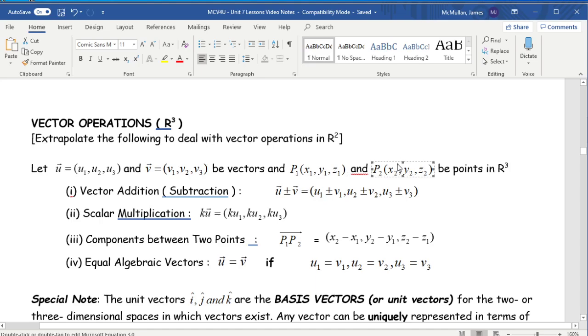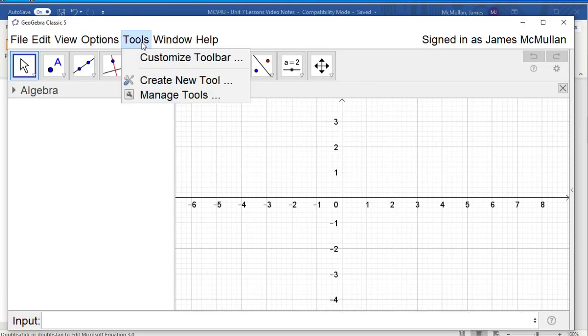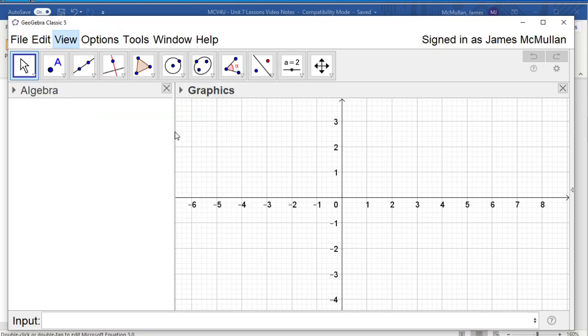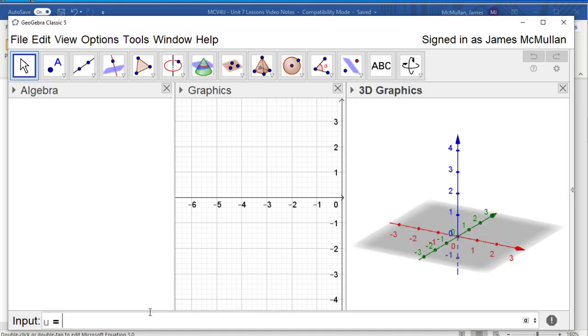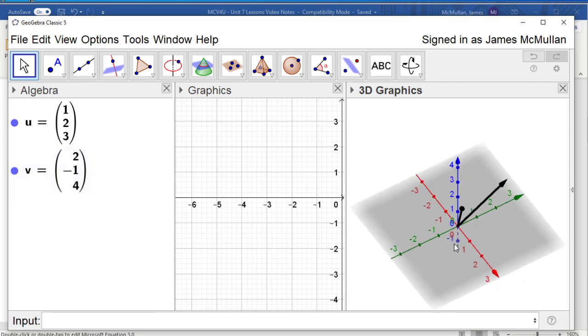Okay? So let's do some operations in 3 space using 2 points and 2 vectors. Again, I think an easy way to do this would be to just demonstrate visually. Let's make up a random vector u, say 1, 2, 3, and then a random vector v will be 2, negative 1, 4. Okay, so there are the two vectors.